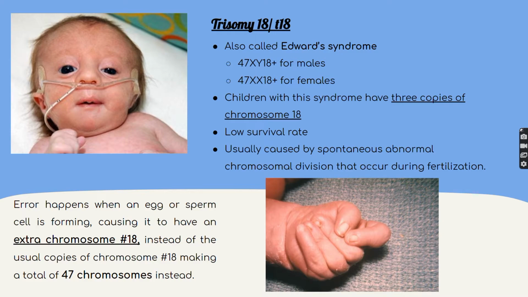Normally, each sperm cell and egg cell has 23 chromosomes. The union of each of these chromosomes creates a total of 23 pairs, or a total of 46 chromosomes, half of which are from the father and the other half from the mother. In some occurrences, though, an error happens when an egg or sperm cell is forming, causing it to have an extra chromosome number 18 instead of the usual 2 copies of chromosome number 18, making a total of 47 chromosomes instead. The extra copy of chromosome number 18 can come from either the mother's egg cell or the father's sperm cell.